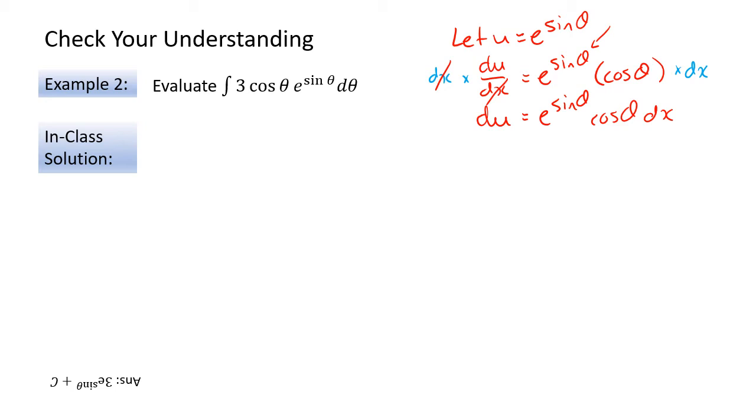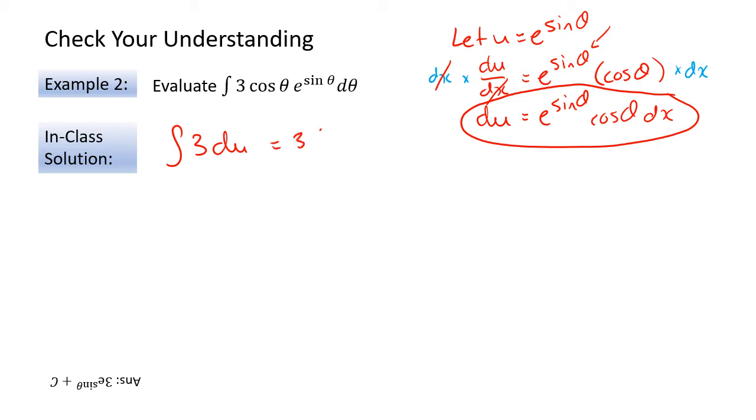So substituting this value in now, we get the integral of 3 times du. Now, moving the 3 out of the integral, we get 3 times the integral of du. And remember, the integral of du is simply u. So if we do that, we get 3 times u plus a constant. Okay? So if I substitute back in, then we get 3 times e to the sine theta plus a constant. All right?